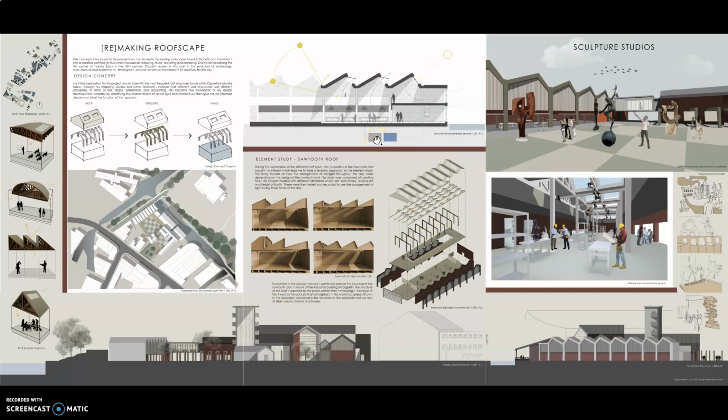For my project, I would consider the workshop the key space of my scheme. Therefore, I also analyze the environmental aspect of it. In this drawing, you can see the atmosphere of the light from the north facing windows, and also pointed out the heating and ventilation systems within the building.